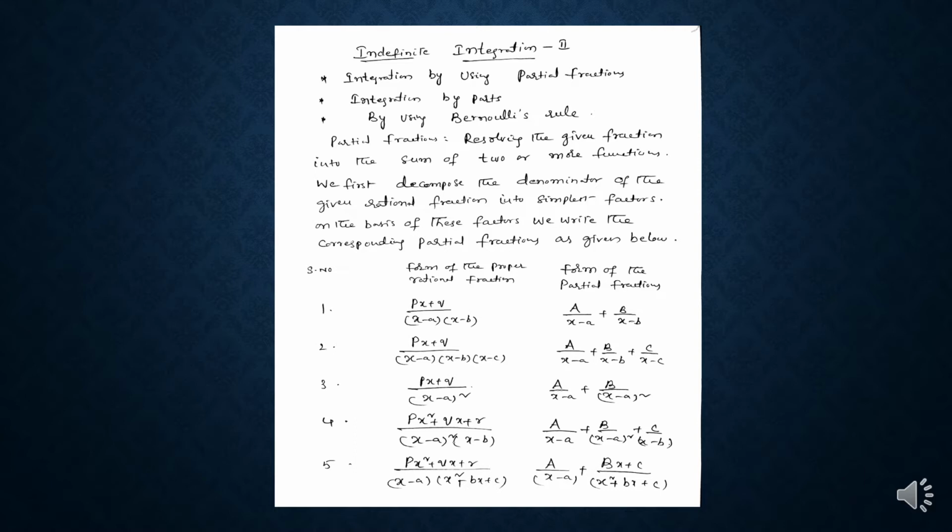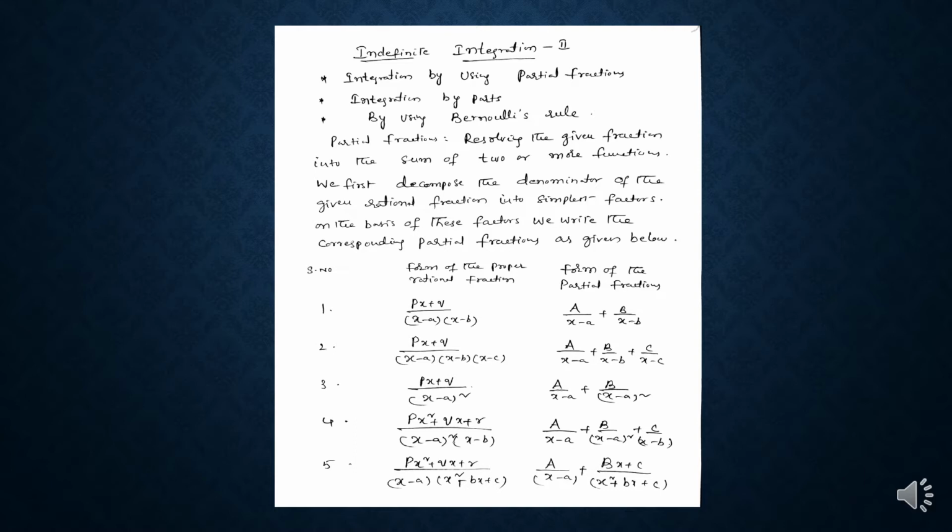So see this table. If the form of the proper rational fraction is in the form of px plus q by x minus a into x minus b. Here, see the denominator, we have two linear factors. We can resolve it into sum of two simple fractions. That can be by taking some constant A by first linear factor x minus a plus some other constant B by x minus b. So we can resolve the given fraction into partial fractions like this.